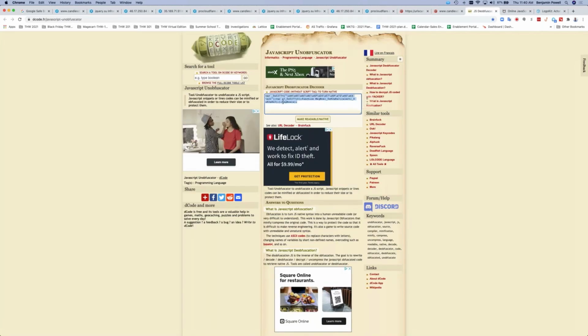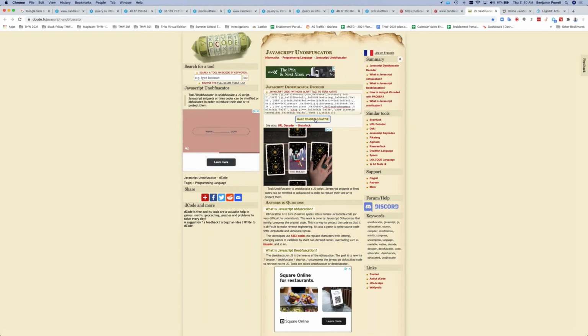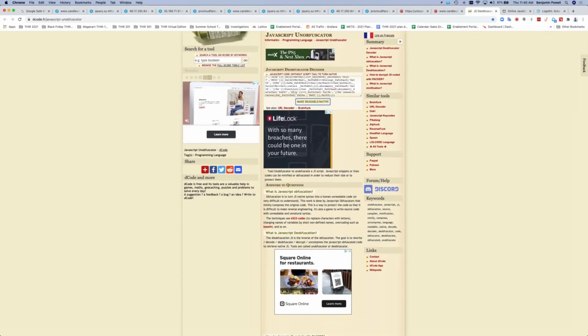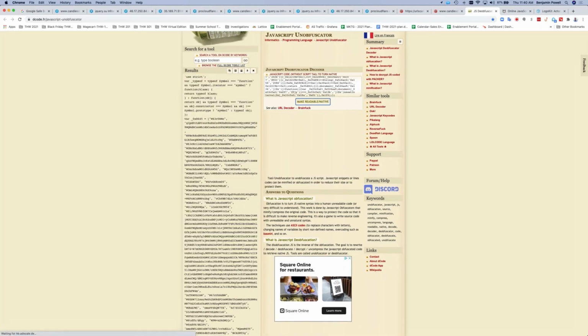So what I'm going to do is select it all and copy it. I gave you a link to another website, the JS Deobfuscator, okay? I'm going to paste in the entire script here, and I say make it readable, okay? It goes through and figures out how it was encoded, and it deobfuscates the information.